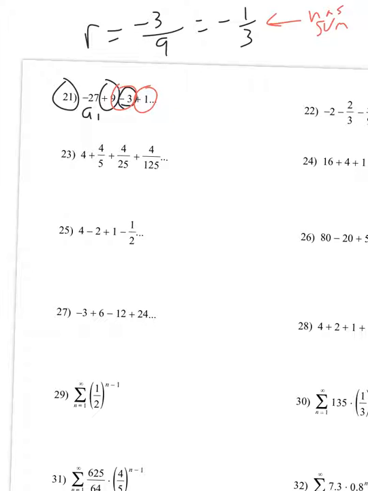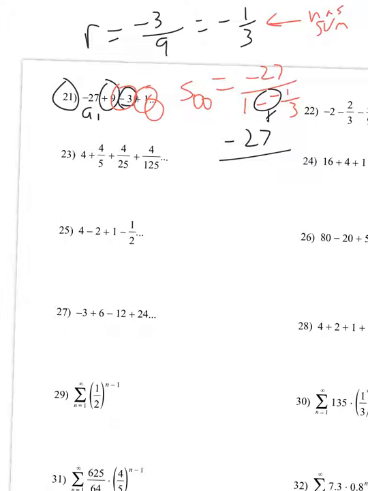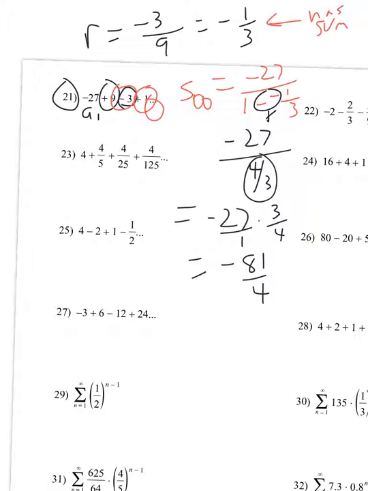Okay, and so I'm going to do the sum of that infinite geometric series, because this dot dot dot tells me it's infinite, is A1, which is negative 27, all over 1 minus R, which is negative 1/3. This turns into plus, so it's negative 27 over 1 plus 1/3, that would be 3/3 plus 1/3, which would be 4/3. And this is very similar to the last problem. We're dividing by a fraction, so we're going to take negative 27, multiply by the reciprocal. That's over 1. And if I go ahead and do that, I get negative 81/4.